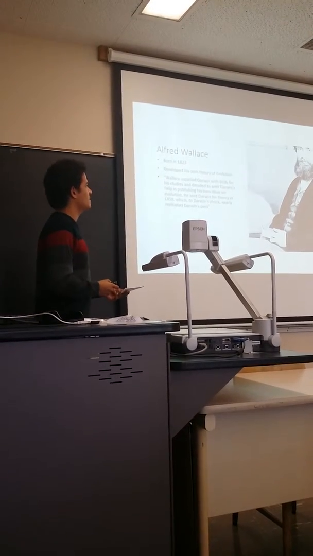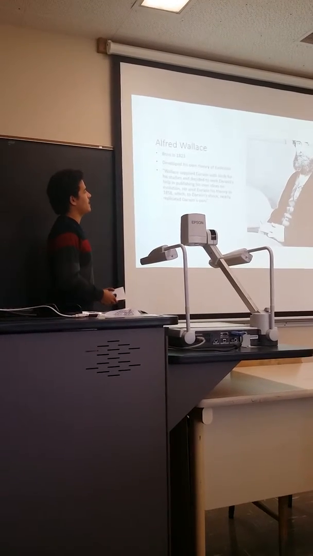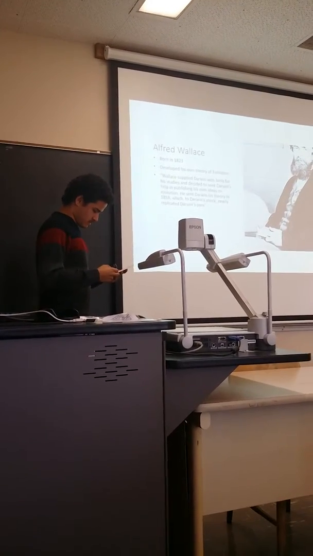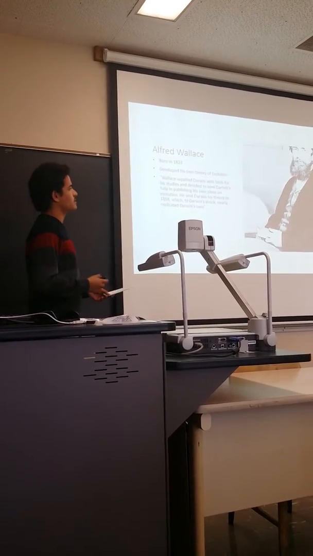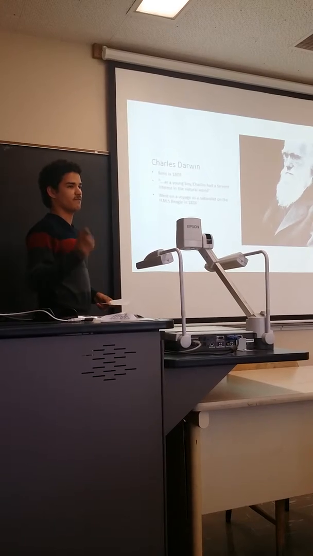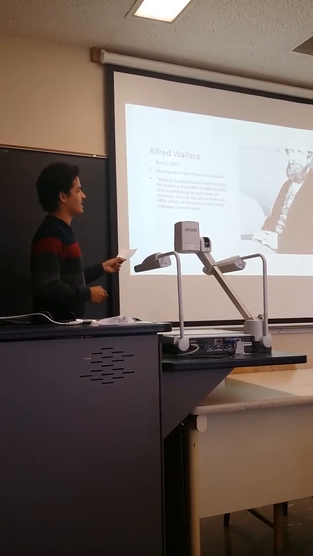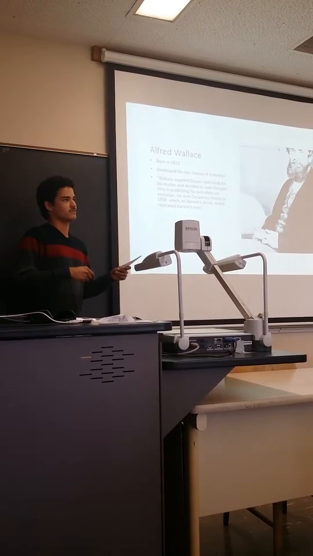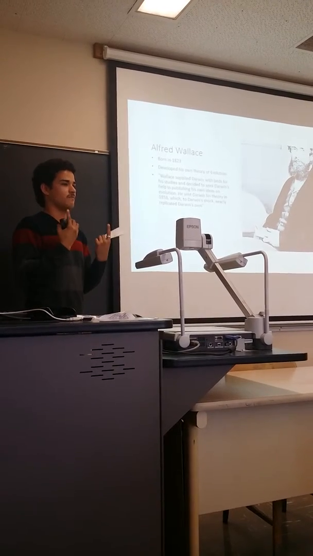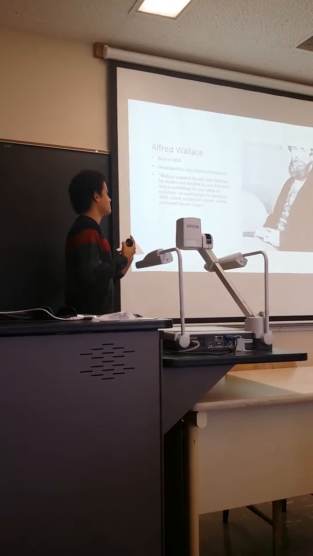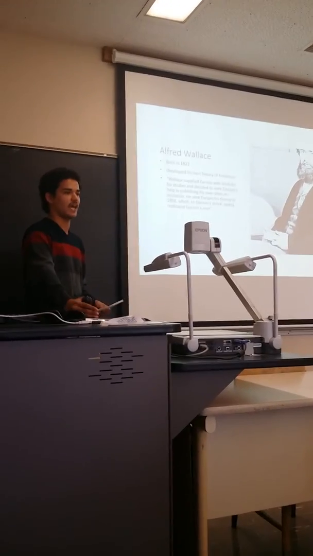Alfred Wallace was also someone that contributed to the theory. He was born in 1823. Once Charles Darwin came back from that voyage, Alfred Wallace started coming up with his own theory of evolution. The two didn't know about each other's contributions yet, but Alfred Wallace was developing his own theories in South America and Asia.